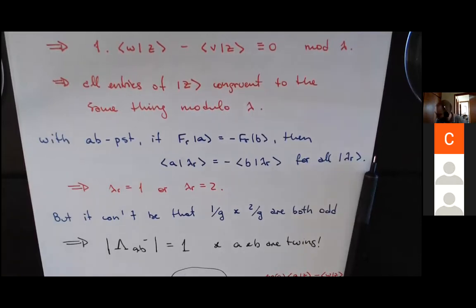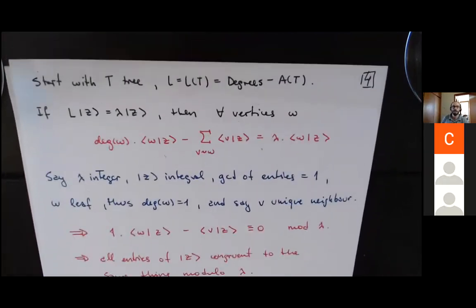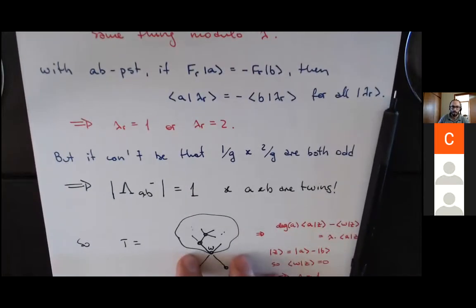That's very good. Thanks. Now, these are the only options, thankfully. But it can't be that 1 over G and 2 over G are both odd. G, of course, the GCD of these things, would have to be either 1 or 2. It can't be that these things are both odd, so there can only be one of them in the negative eigenvalue support. And so A and B are twins. So this has just shown that if there is perfect state transfer on a tree according to the Laplacian matrix, the two vertices must be twins.